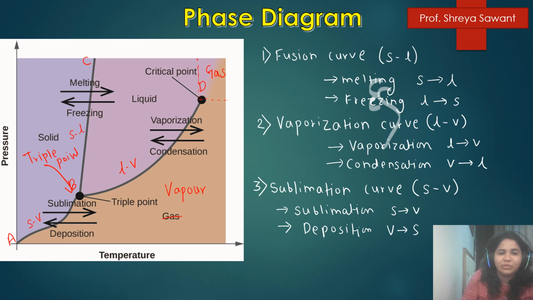One more point is the critical point. The critical point distinguishes between two phases, liquid and gas, and it is the end point that terminates the vaporization curve. So vapor and gas are distinguished by the critical point. Below the critical point it is called vapor, above it is gas.